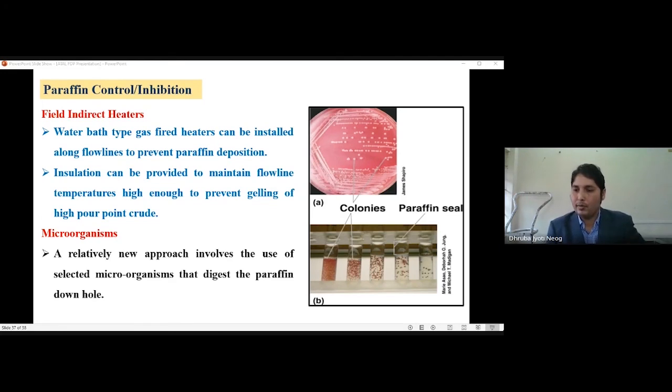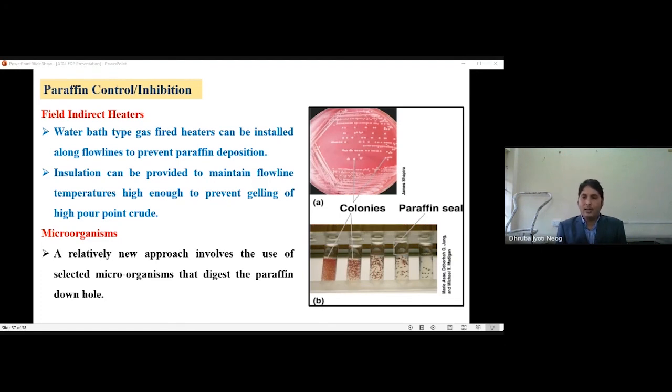Let me check some questions. During the intervention to remove scale, paraffin, etc., how can we make sure in the field that the applied remedial action did not harm the reservoir? This will depend on the type of method we are using, and before applying any method, a lot of laboratory work is also done.